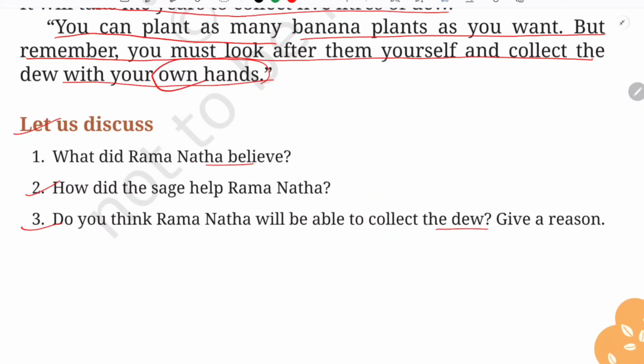If you say the answer might be yes, as well as if you say yes, the answer will be correct, but you have to give a valid reason. And if you say the answer is no, that Ramnath will not be able to collect the dew, then also you have to give a valid reason.